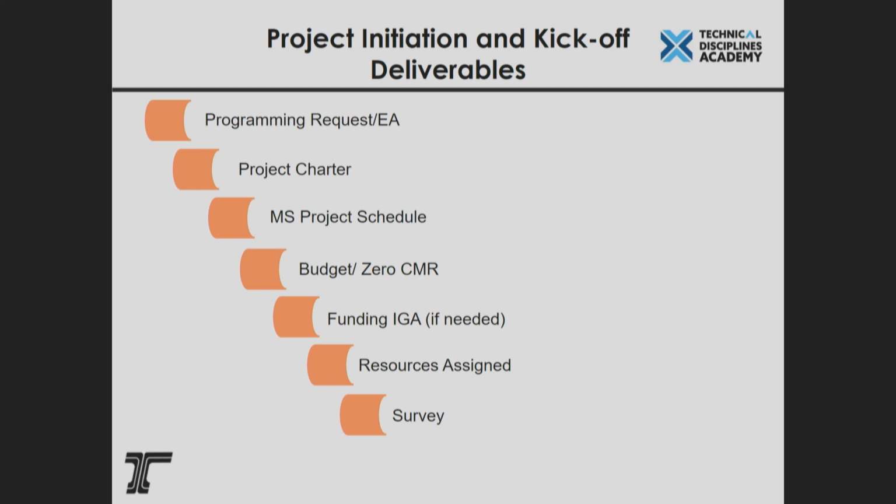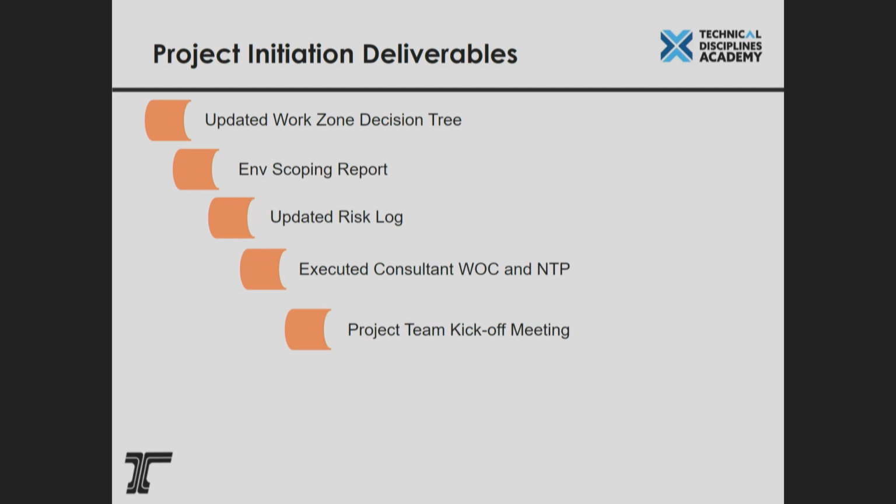Resources assigned, survey. Updated work zone decision tree. We had one coming out of scoping. Update again, make sure it's correct and up to date. Environmental scoping report, again, getting those things done early. Updated risk log: what do we know, what do we not know, and the impacts of that to our project. Executed consultant work order contract, issuance of notice to proceed. And finally, project team kickoff meeting. That's again, get everyone in the room, kick off the project. So that's the overview. Those are the pieces.